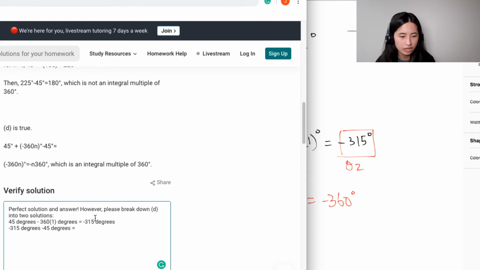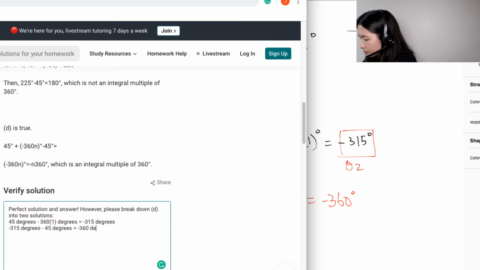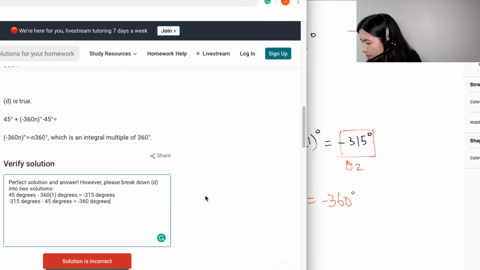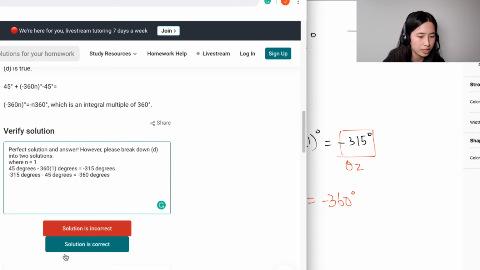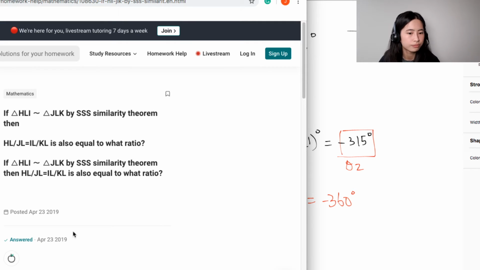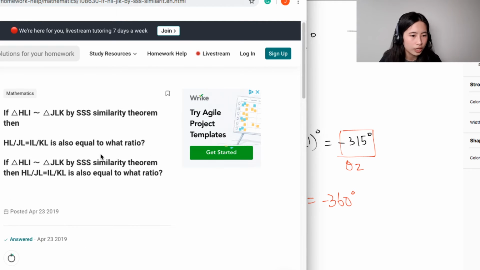Negative 45 degrees, and we said it was negative 360 degrees. Okay, great. So that's my comment. Solution is correct. Perfect. Okay, so let's move on to the next question.